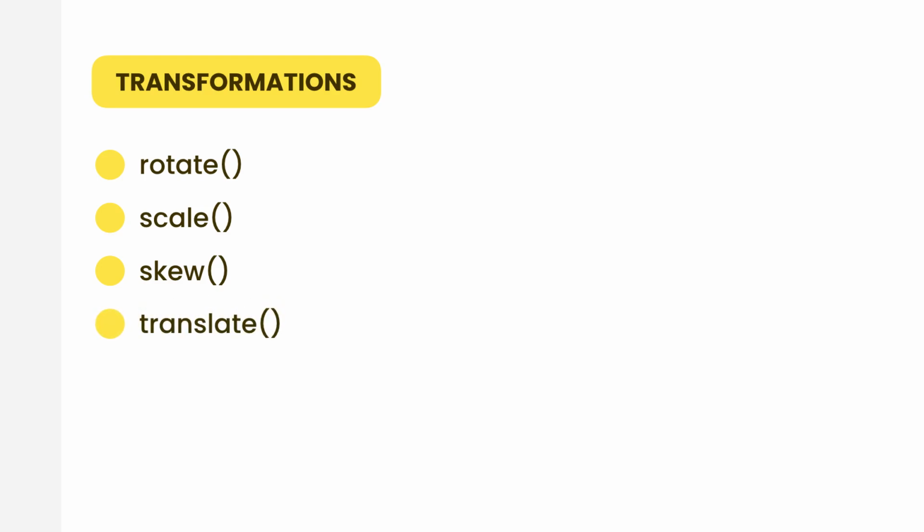All right, let's talk about transformations. In CSS, we have a bunch of functions for transforming elements. We have the rotate function for rotating elements, the scale function for making them larger or smaller, the skew function for tilting them to the left or to the right, and the translate function for positioning them on the screen.